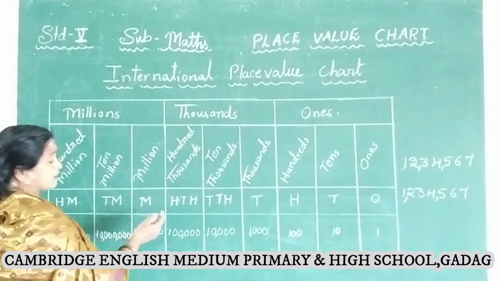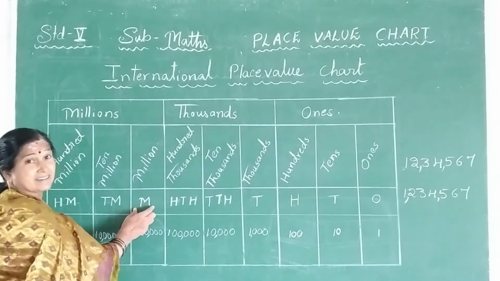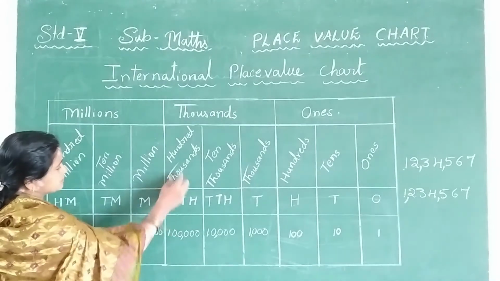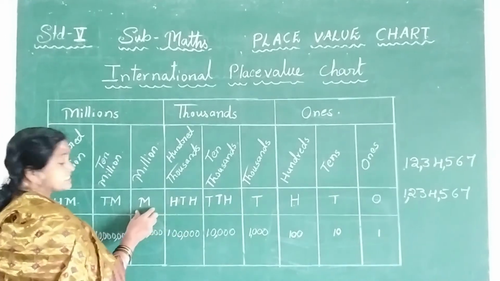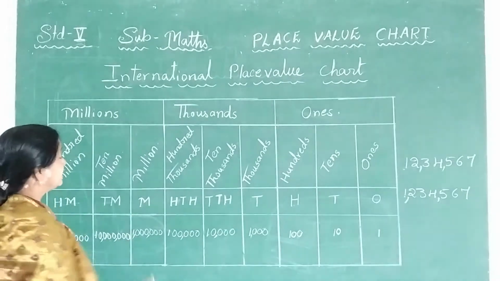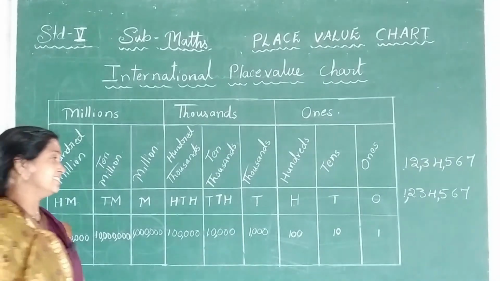It means according to Indian system, million means 10 lakh. This is tens place, means lakh place. This is 10 lakhs place. That's why 1 million is equal to 10 lakh.